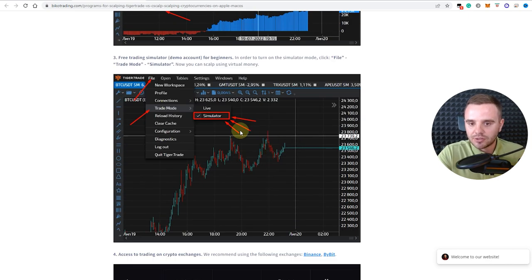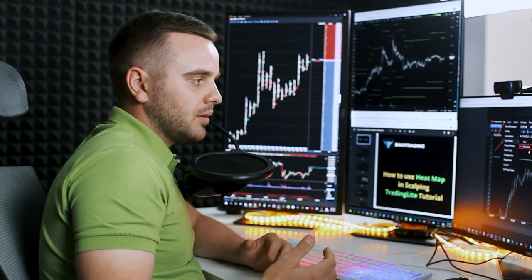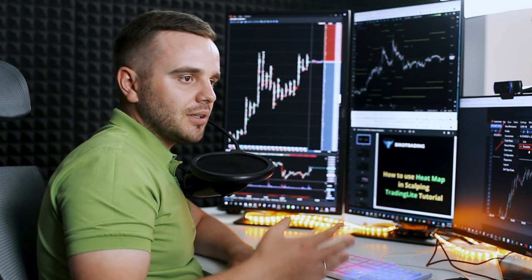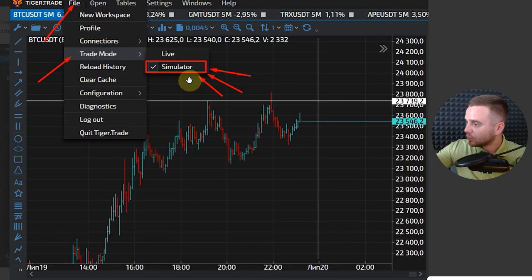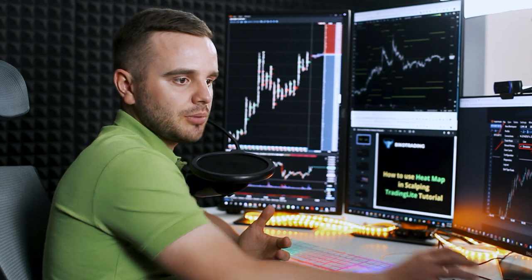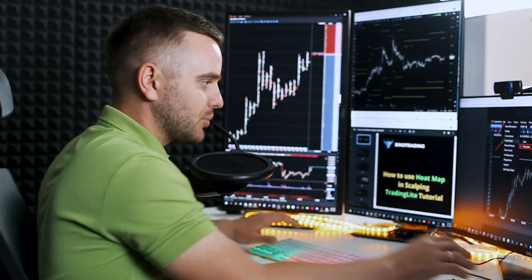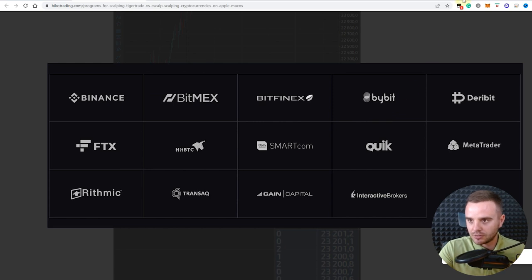Another positive side of TigerTrade is that you have a simulator. Especially for beginners, you don't need to risk your entire money. As a beginner, I highly recommend you spend at least a few days on a simulator to learn completely how to press buttons, how to open trades, set stop losses, all of that stuff. For beginners, it's really important because many beginners lose money because they don't know how to work with platforms. That's a problem.